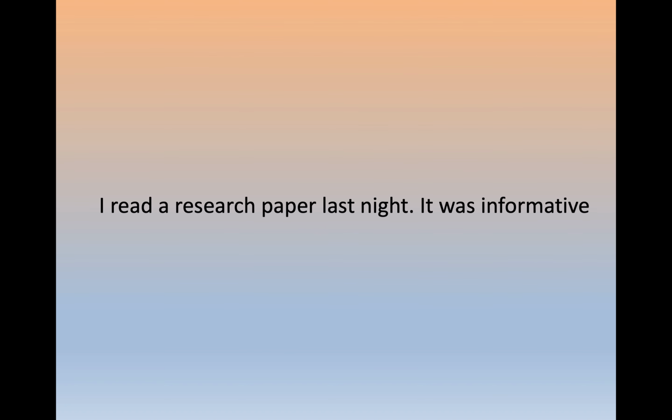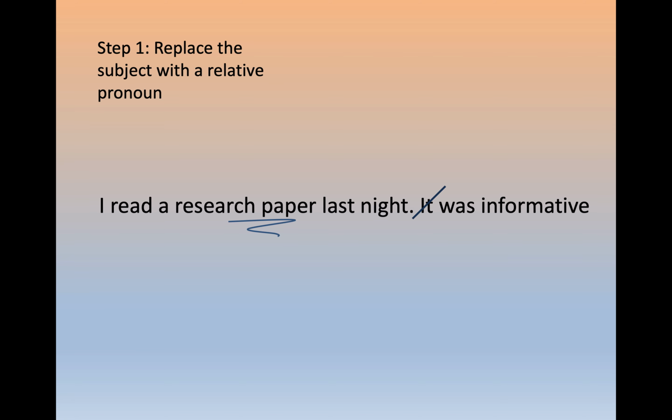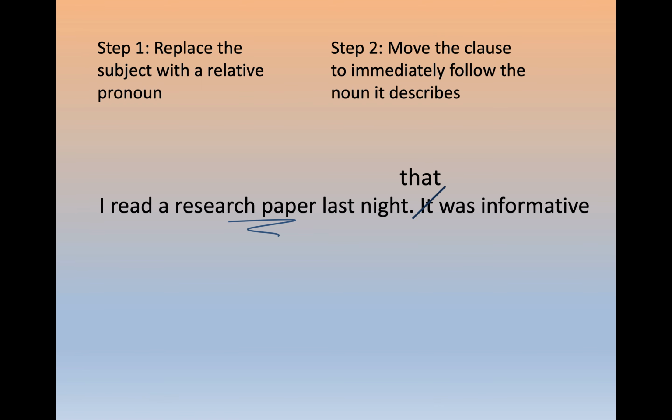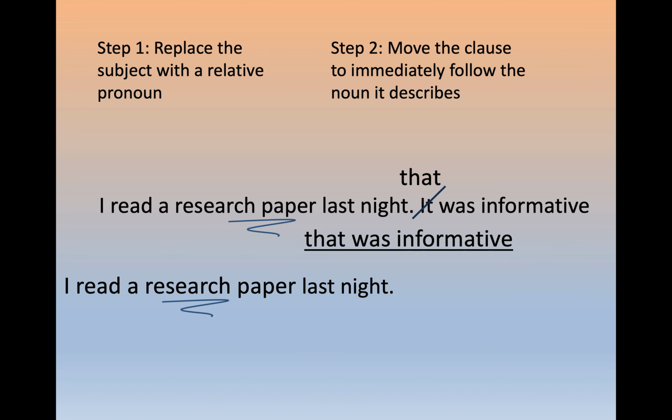How about this one? I read a research paper last night. It was informative. I'm describing the research paper. It is in the subject part of my sentence and it's a thing, so I'm going to use that. I can use that or which to describe things. Now I want to move the clause next to the word it's describing, and it's describing research paper. So I have to move the other parts of my sentence so that my clause can go next to the thing it's describing. I read a research paper that was informative last night.